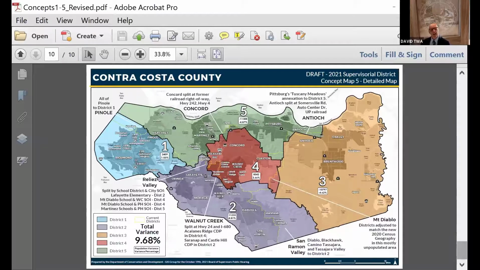So those are, again, the concept maps. Again, I would just caution you that these are only exactly that, conceptual. The board has not considered any of these maps, but they will be as part of the board discussion at the October 19th meeting. So with that, I'm more than happy to answer questions, as is Christine, and I'm sure Supervisor Mitchoff as well.